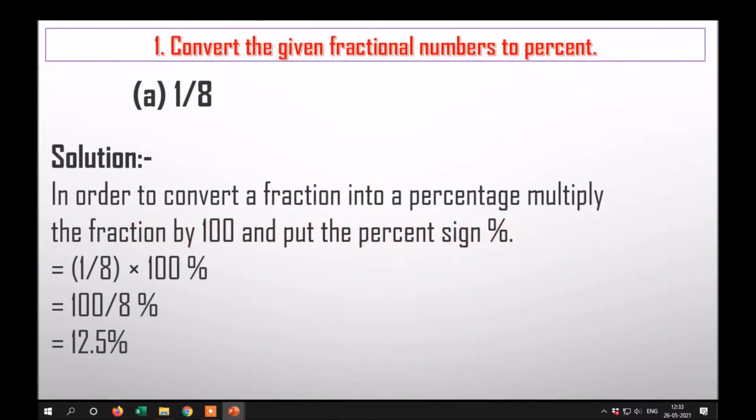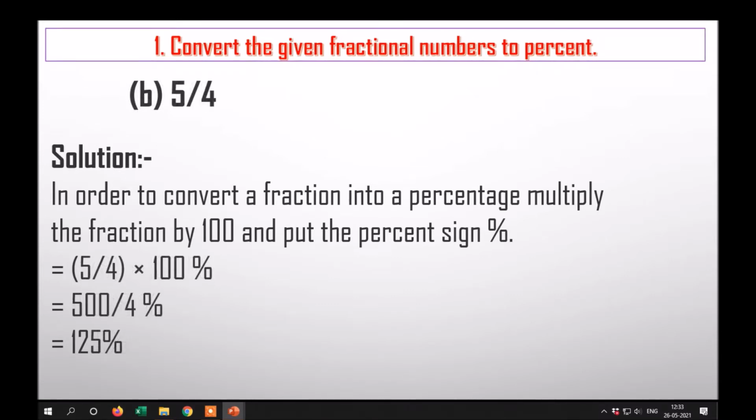The first question is, convert the given fractional numbers to percentage. So the number is 1 upon 8. In order to convert a fraction into a percentage, multiply the fraction by 100 and put the percentage sign. So 1 upon 8 into 100%. That is 100 upon 8%. So 100 upon 8 is 12.5%.